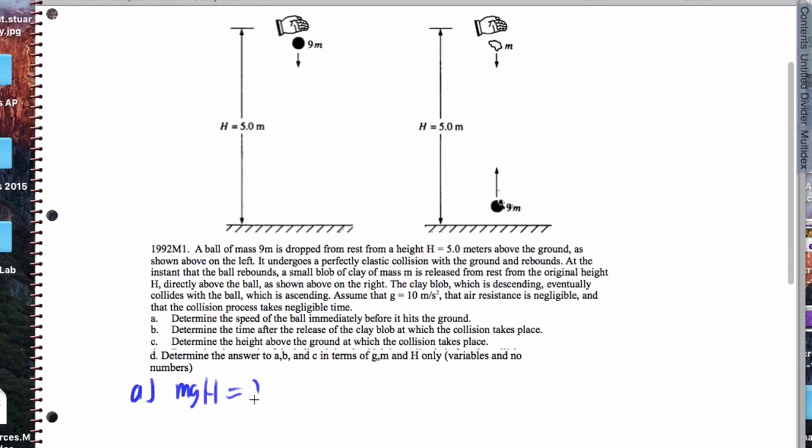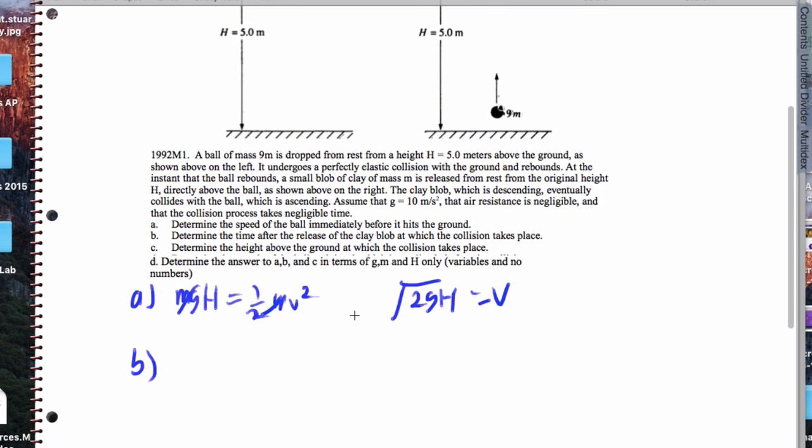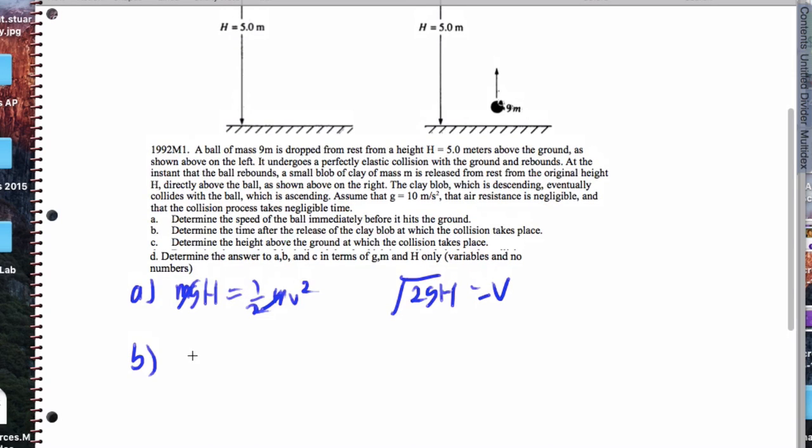mgh is what it has, and it gets 1/2 mv squared at the bottom. So the m's cancel, and we get the speed as square root of 2gh. I'm not even going to do this with numbers. We want to know the time after the clay bob's release at which they hit. So here we go, the clay bob equation.